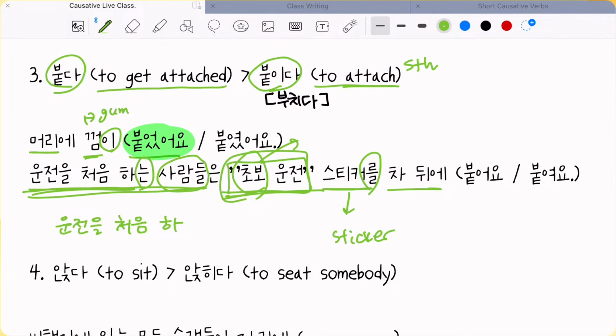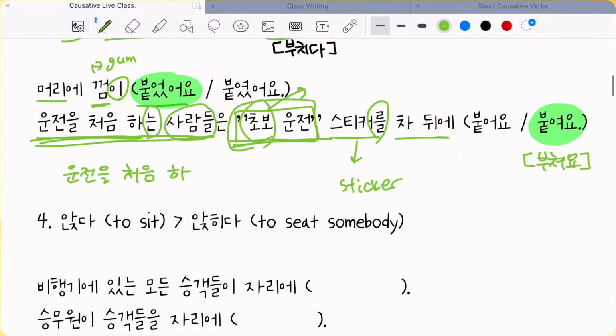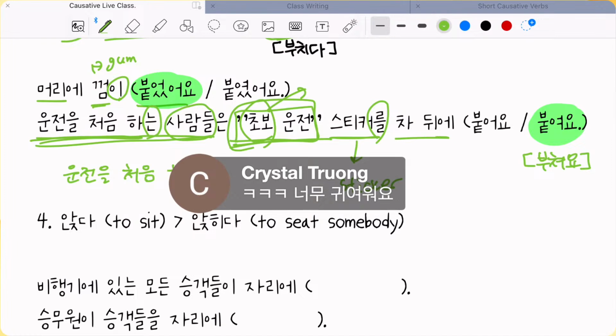right? You attach the sticker, you attach an object, so you can use 붙여요, and it would be pronounced 붙여요. 그리고 너무 귀엽죠, 그쵸? 너무 귀엽지 않아요? It's so adorable that people make variations to it.